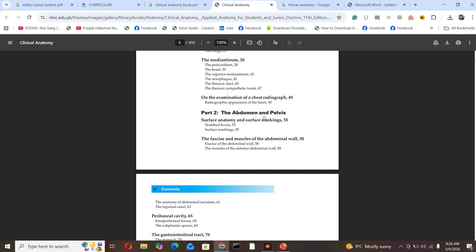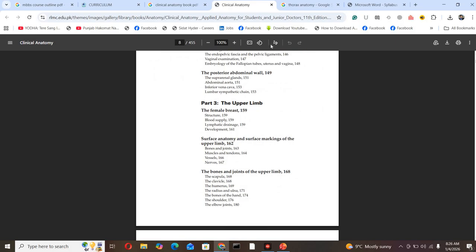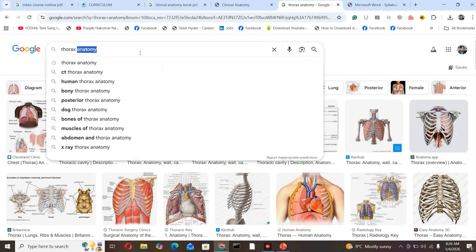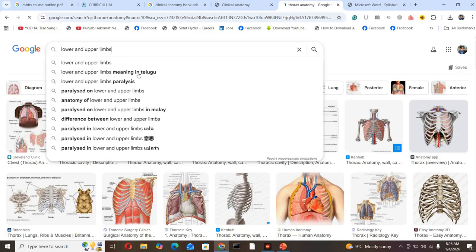Organs, digestive and pelvis system, upper limbs and lower limbs, anatomy, lower and upper limbs.